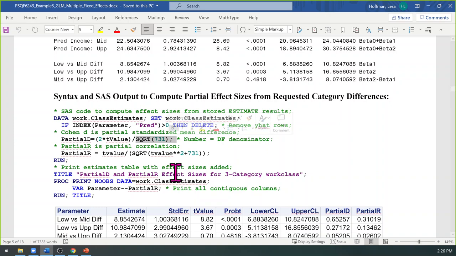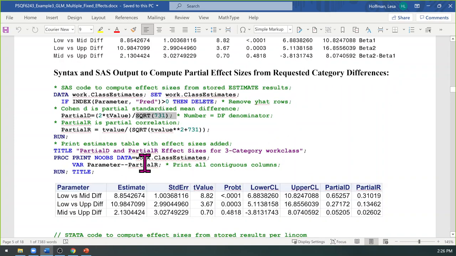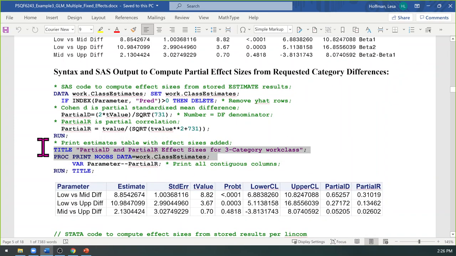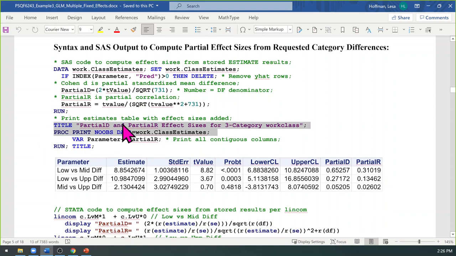So you'll need to change that one number, and then you can run this code to generate a printout of what that new data set that's been saved and modified looks like, and your new d variable should show up at the end. And so this 2 right here, 2 times t value, that's sample size minus the number of fixed effects.